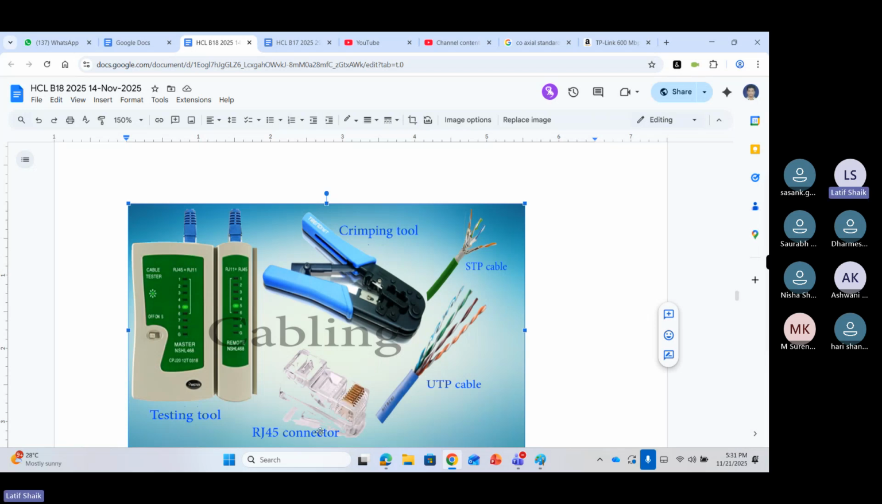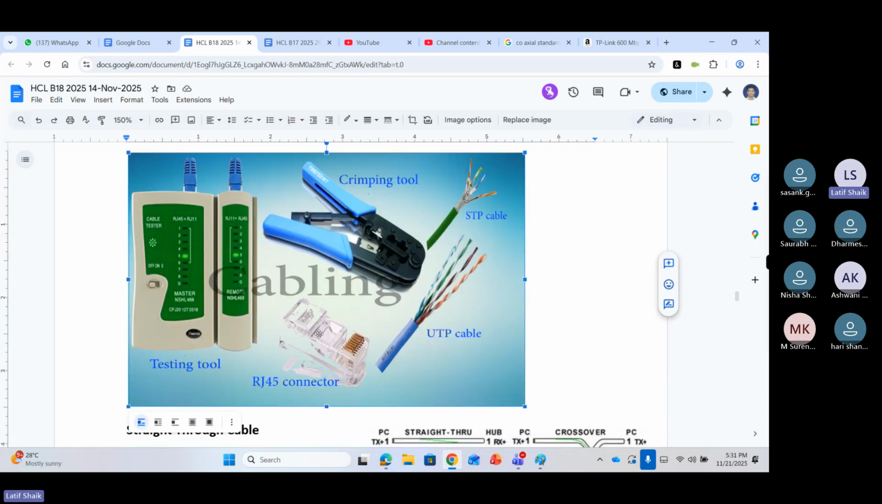So these are actually UTP and STP cables. If you want to make it a normal cable, then you have to insert the RJ45 connector onto these wires. These wires are inserted into this RJ45 connector, and using this crimping tool, we need to press a little harder. Okay, so that is the thing.